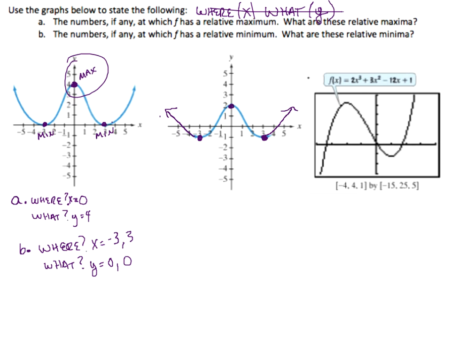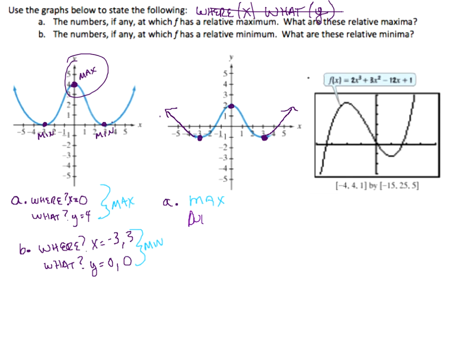I have almost the same graph here, with relative minima and a relative maximum, one of them. A is asking about the max. Let me label this just for clarity's sake. So this is asking about maxes, and B is asking about minimums, mins. All right, so max for A.